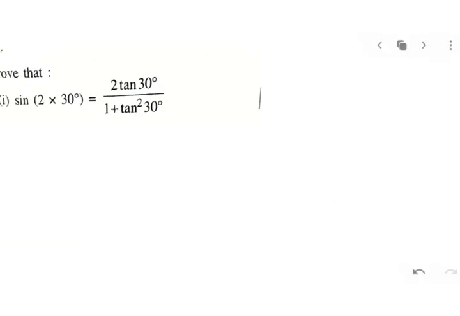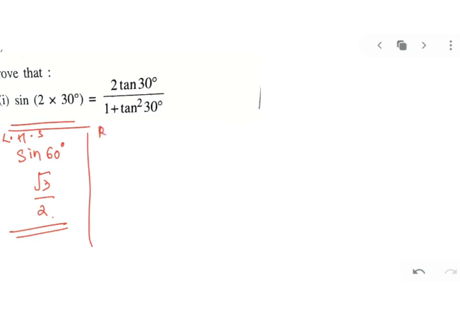Next also similarly I'll do the left hand side, I'll prove it, and then I'll jump on to the right hand side. Sin 2 into 30, that means sin 60 on my left hand side. I'll put the value of sin 60, my dear kids. Let's put it in, that is root 3 upon 2. So my left hand side answer is root 3 upon 2. Let's solve the right hand side.